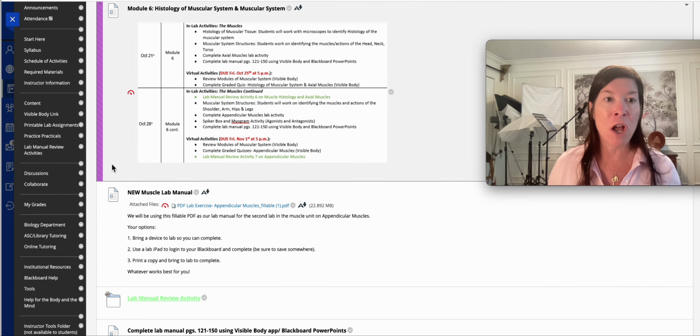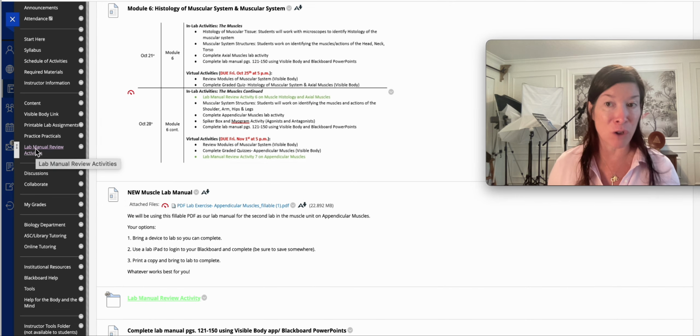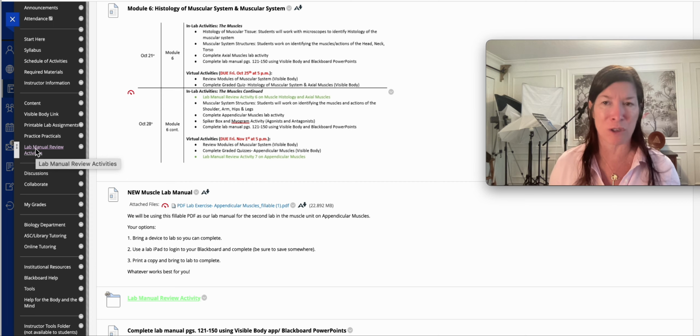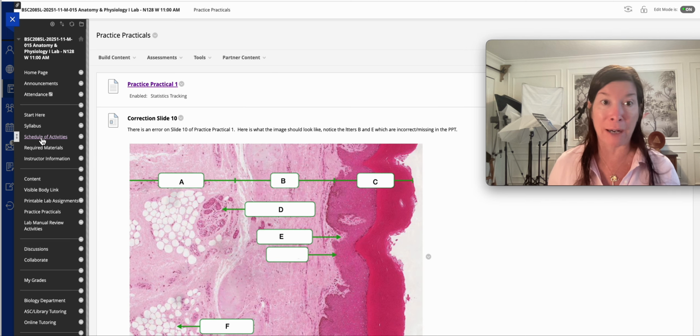Don't forget you have Visible Body assignments, and then to help you prepare for the practical, you have the lab manual review activities. So make sure you get in there and do those activities. They use images right from your lab manual, so they're great practice, and it gives you feedback right away if you're right or you're wrong. So definitely use those.